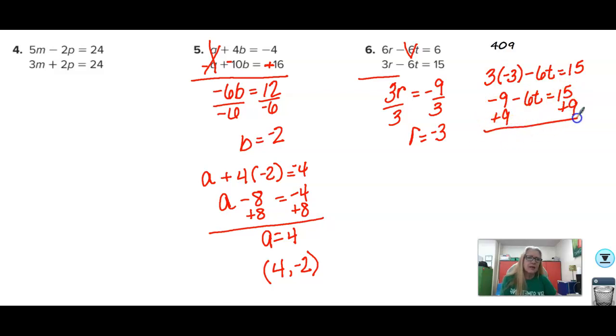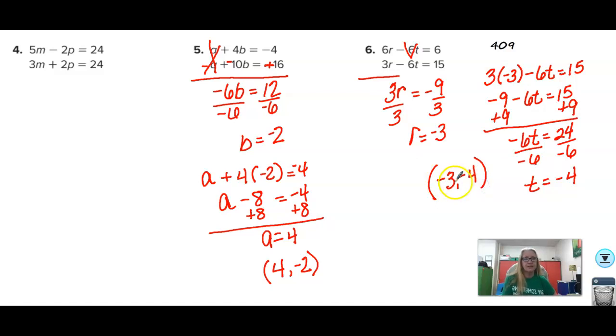Add 9 to both sides, and I have negative 6t equals 24. Then I would divide both sides by negative 6 to finally get t by itself, and I get t equals negative 4. So my solution, you have to ask yourself what comes first, R or T, PQR, R comes first, so we would write (negative 3, negative 4). That's our solution.